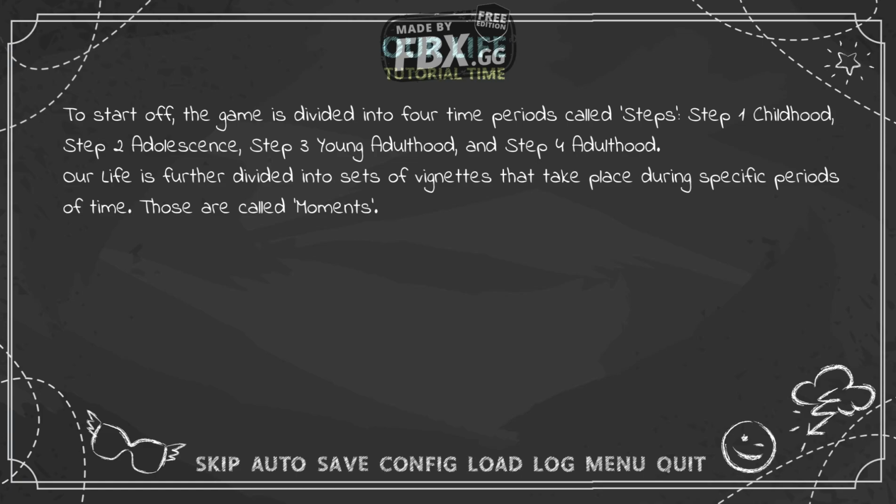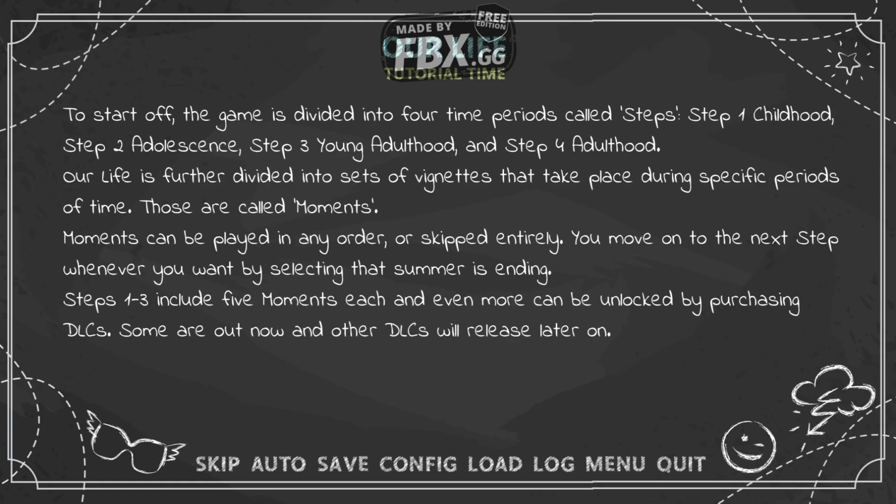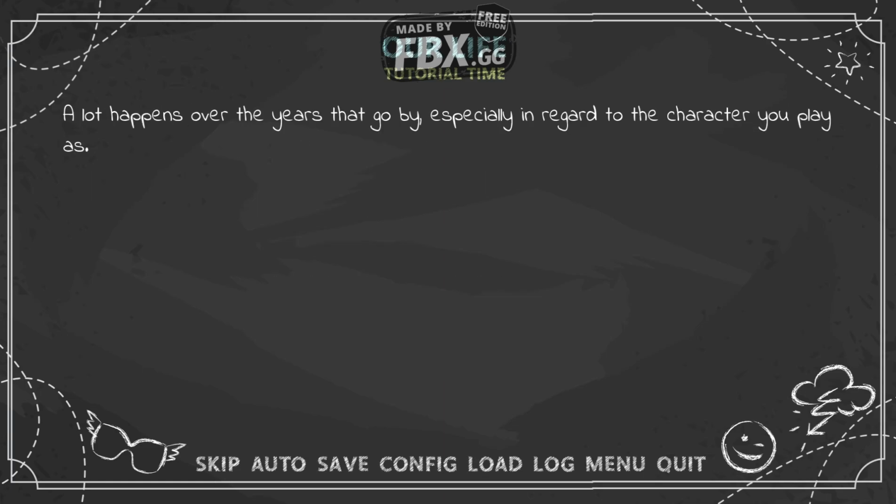Our life is further divided into sets of vignettes that take place during specific periods of time. Those are called moments. Moments can be played in any order or skipped entirely. You move on to the next step whenever you want by selecting the summer that summer is ending. Steps 1 through 3 include 5 moments each, and even more can be unlocked by purchasing DLCs. Some are out now and other DLCs will release later on. Step 4 is an epilogue and doesn't include moments.